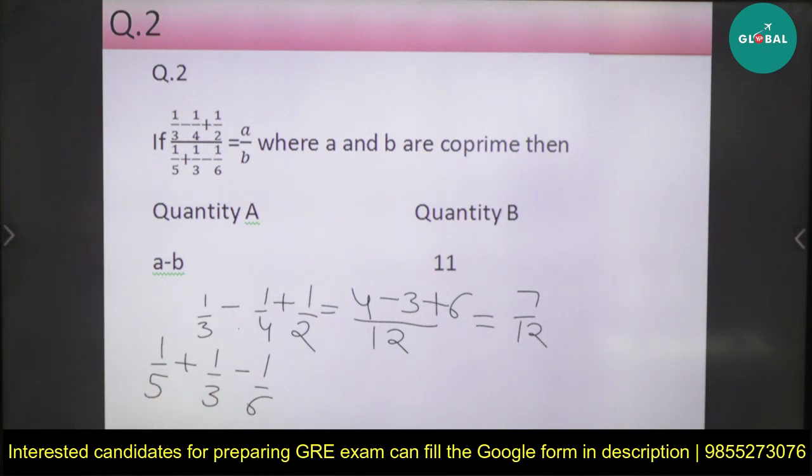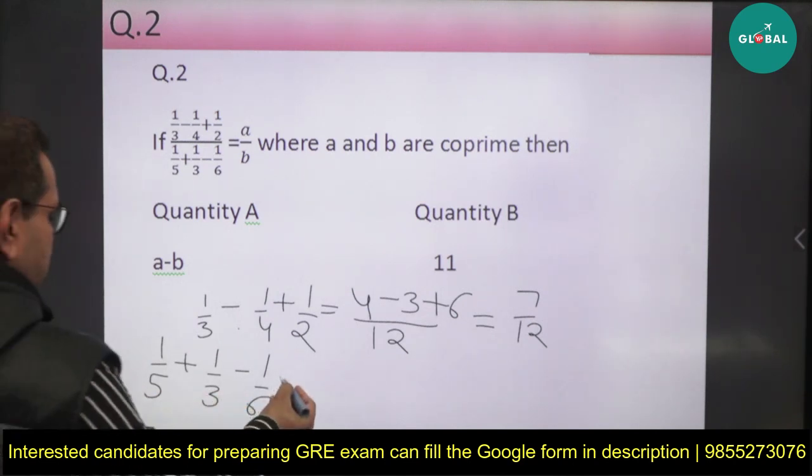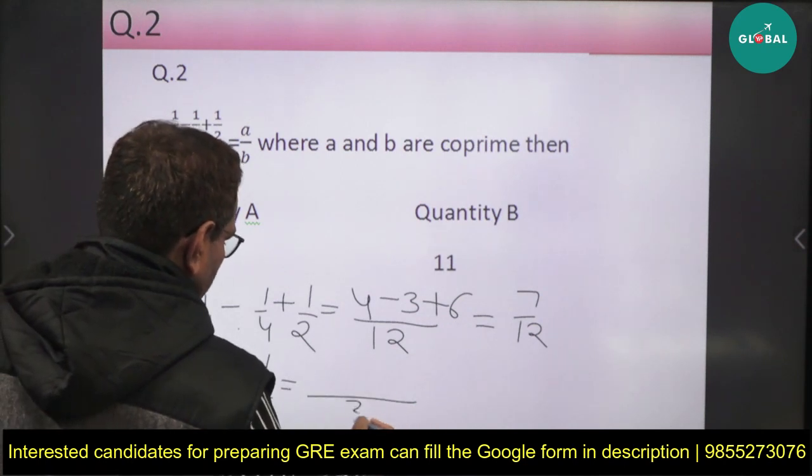Now, what is the LCM? LCM calculation we must know, okay. LCM of 5, 3, 6. We know LCM of 5 and 3 is 15, and of 5, 3, 6 is 30, okay. 30 is divisible by all of them, right. So we will take the denominator 30.